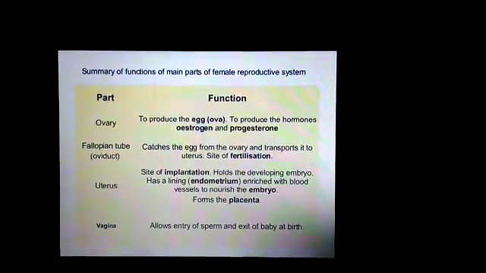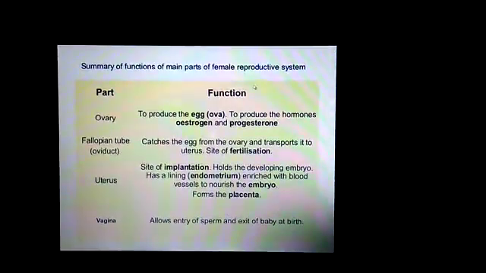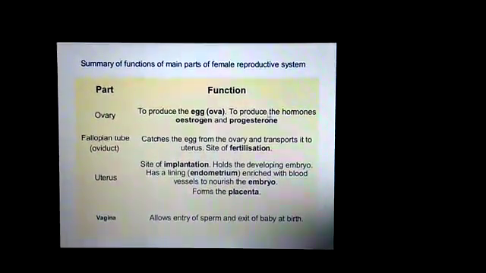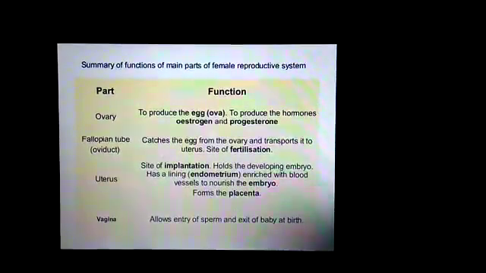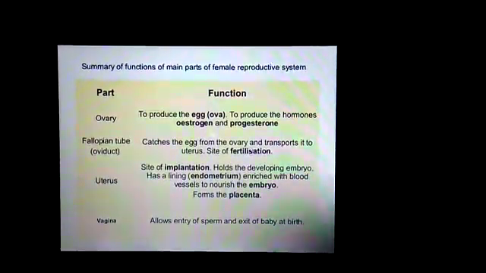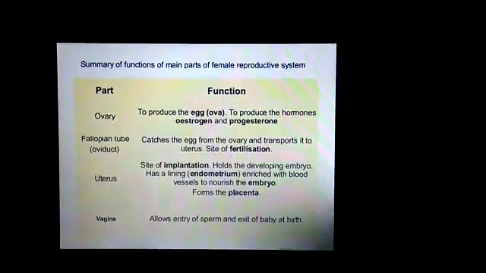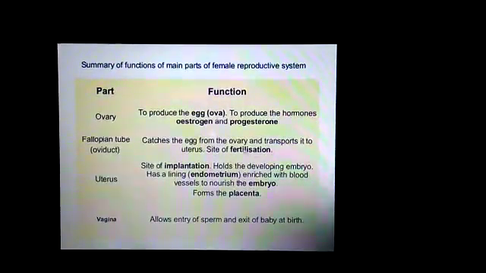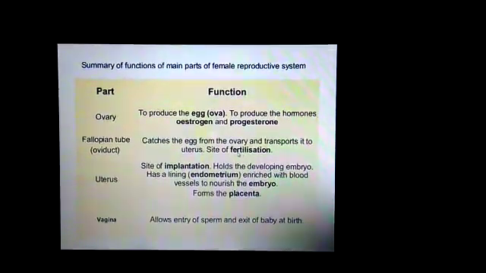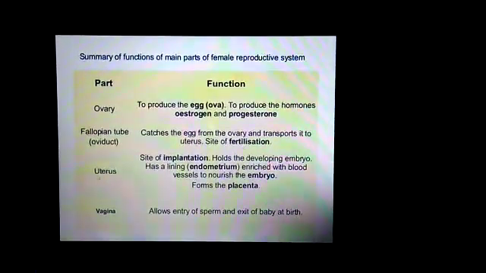Now see the summary and the function of the main parts. Ovary, its main function is to produce the egg and to produce the hormones. Fallopian tube, it catches the egg from the ovary, and this is the site of fertilization. Means in the fallopian tube, the fusion of male and female gamete occurs.